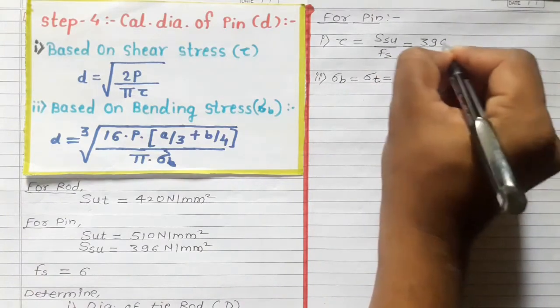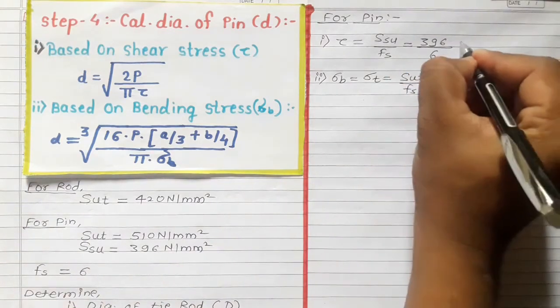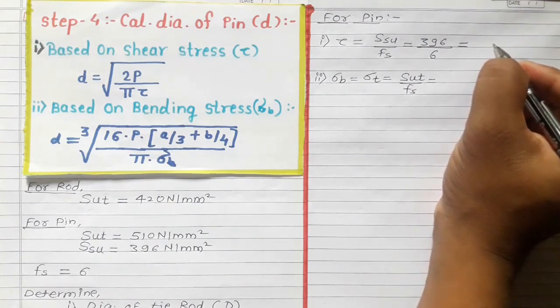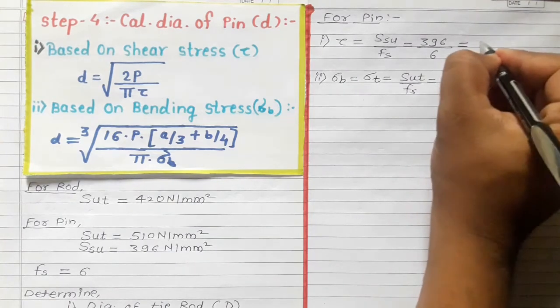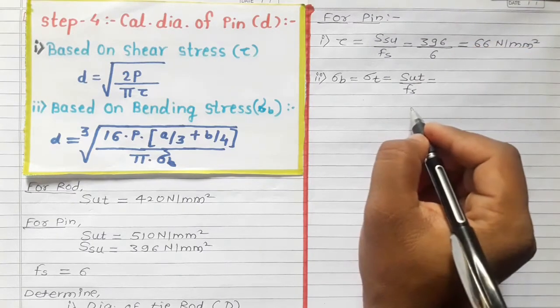So let us put the value of SSU, it is 396, and Fs is 6 for both rod and pin. So let us put the value of Fs as 6. If you calculate this, you will get the permissible shear stress for pin as 66 Newton per mm square, or 66 megapascal.